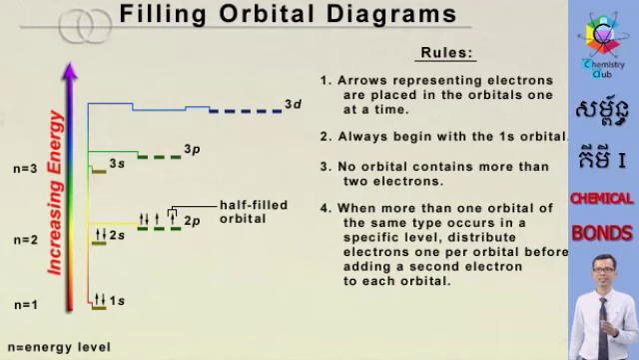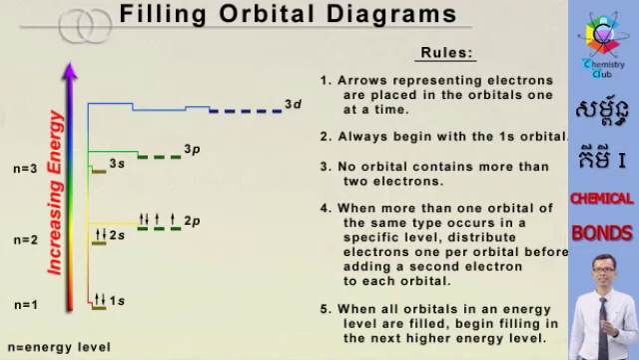Fifth, work your way up the diagram so that when all the orbitals in an energy level are filled, electrons are placed in the next higher level.